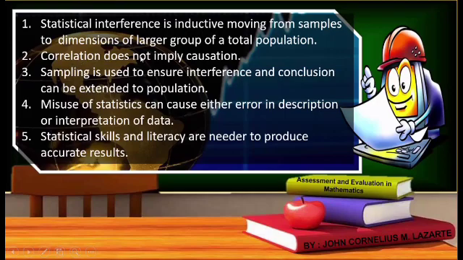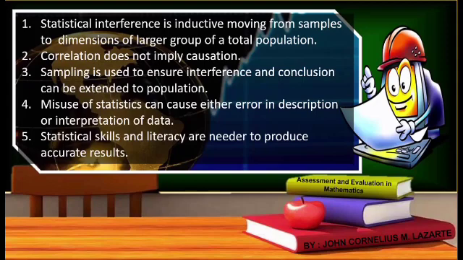Second, correlation does not imply causation. Correlation is about the relationship of variables. It means that they are connected or related, but it doesn't exactly mean that the first variable is a direct cause that affects the second variable. Correlation implies only relationship and does not imply causation.